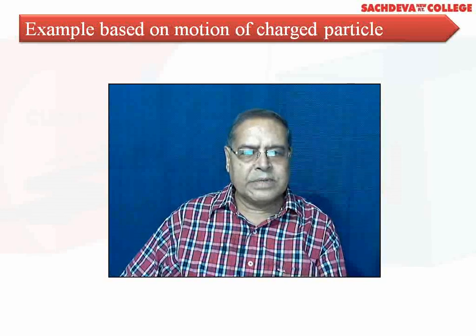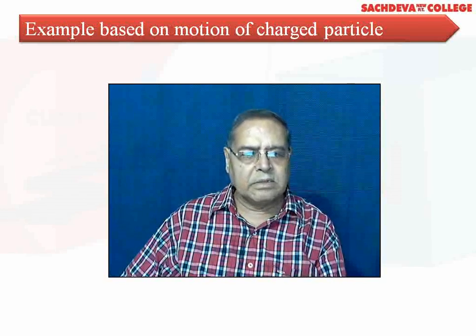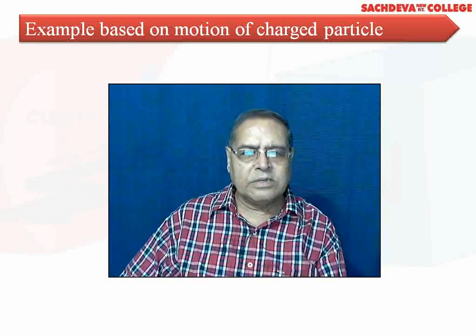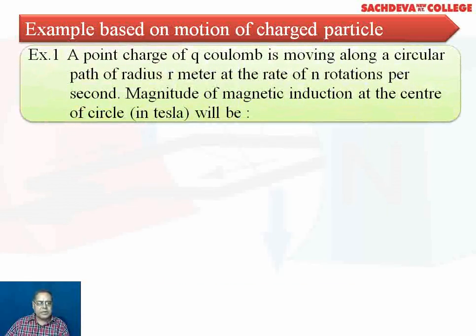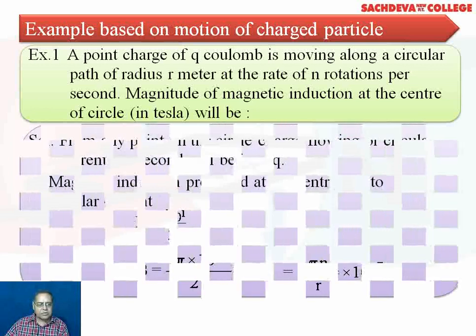Now, an example based on the motion of charged particles. Normally, all these things are carried out in a cyclotron. A point charge of q coulomb is moving along a circular path of radius r meters at the rate of n rotations per second. What will be the magnitude of magnetic induction at the center of the circle in Tesla?